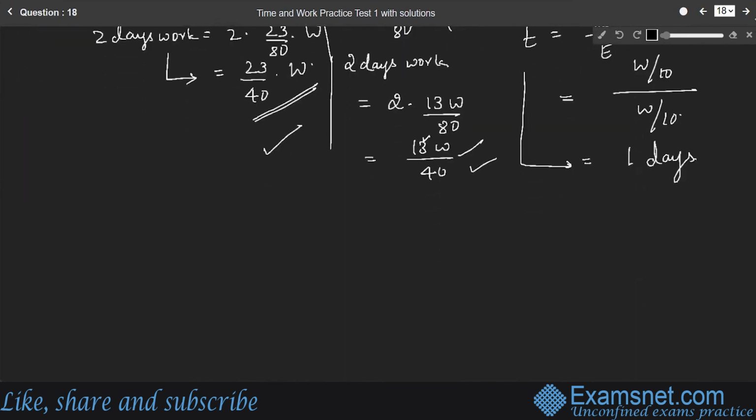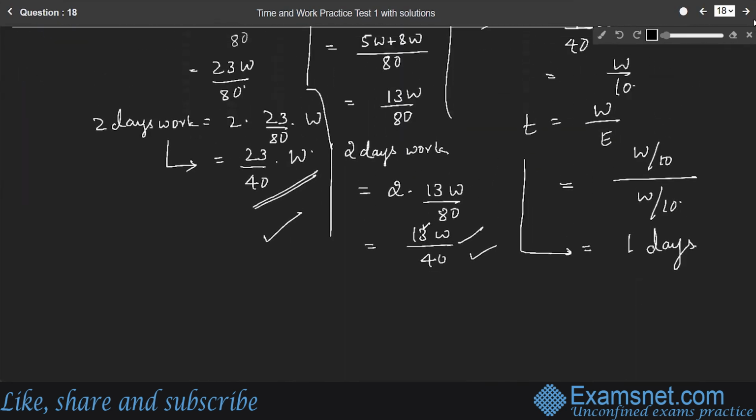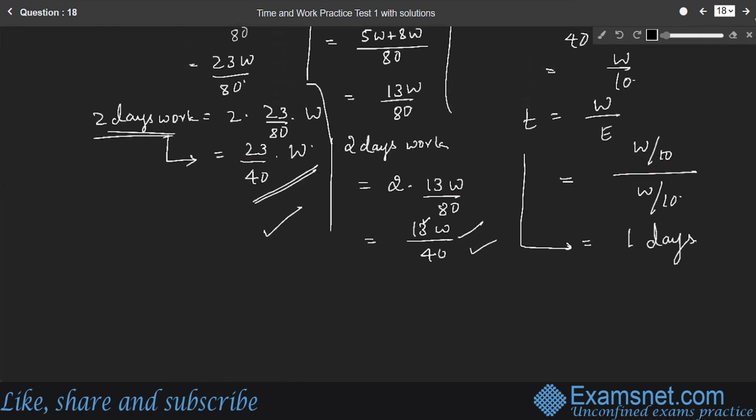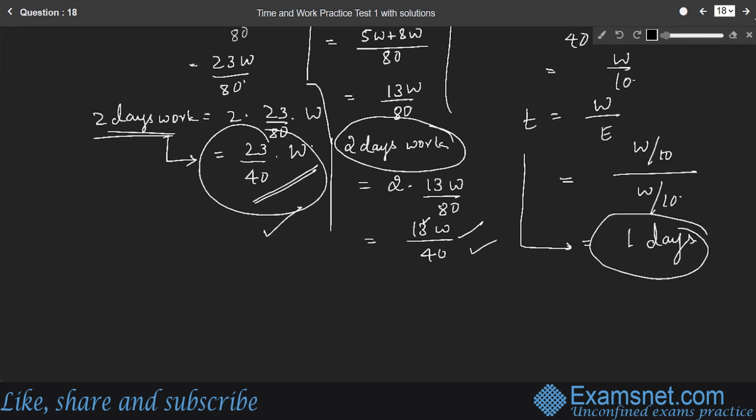First part of the work will be finished in 2 days. So what is the part? 23 by 40th of the work. And in the next 2 days, the 13 by 40th part of the work will be finished. Whereas in the last 1 day, the remaining part will be finished. So total time taken is 2 plus 2 plus 1, right? Totally, it takes 5 days to complete the whole work.